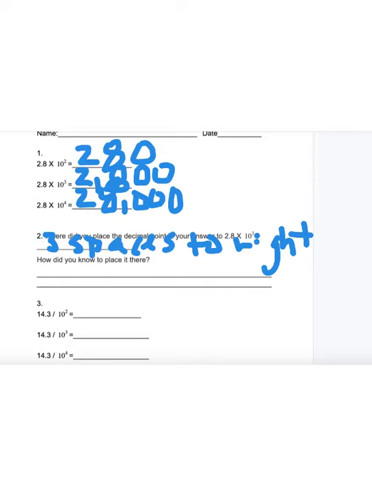How did you know to place it there? I knew that the exponent was 3, so that tells me that I need to move the decimal 3 spaces to the right since it's multiplication.